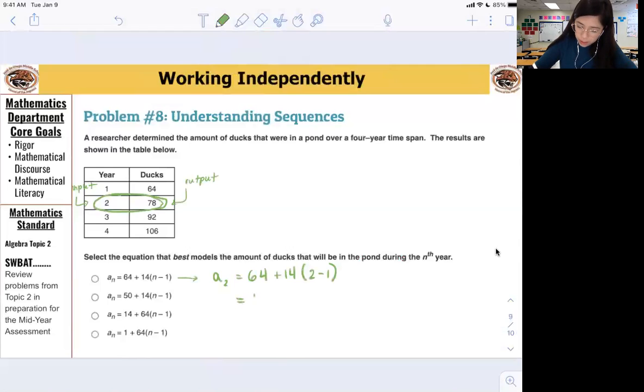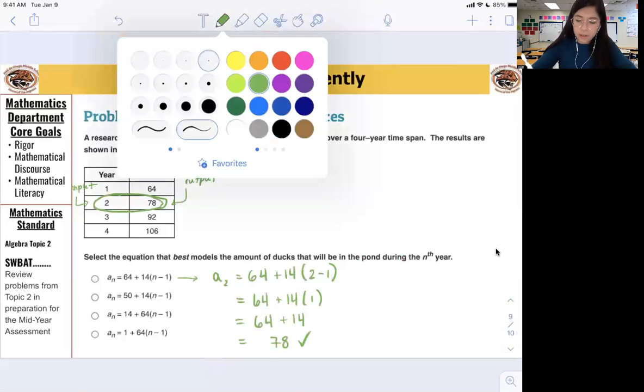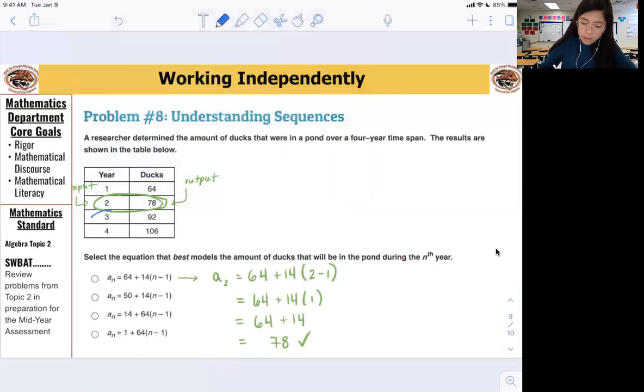2 minus 1 is 1. 14 times 1 is 14. And then I have to do 64 plus 14, which is 78. That's what I wanted. That's great. But just to double check, we're going to do it one more time. You always want to try this out a couple of times, just in case.